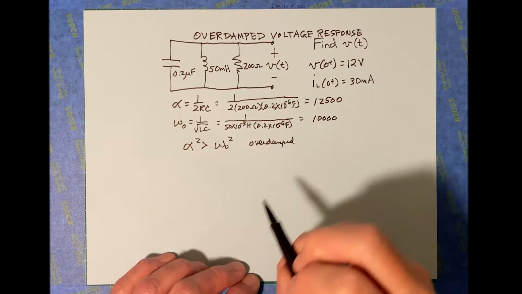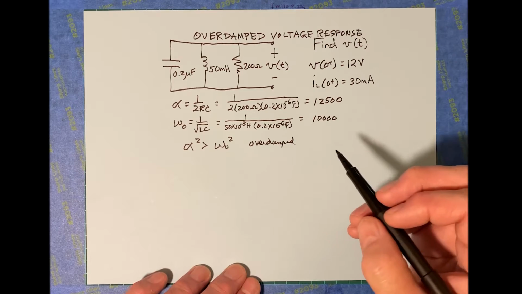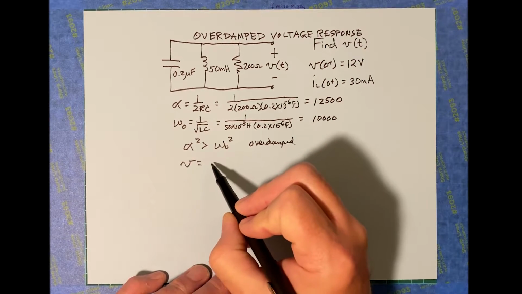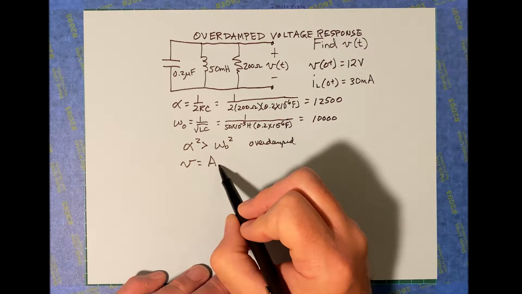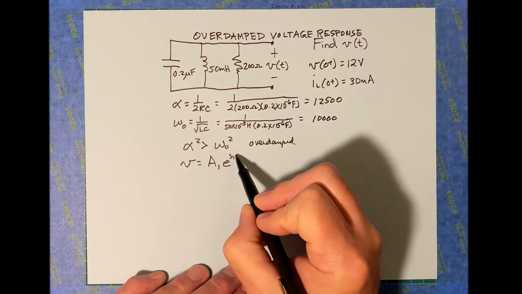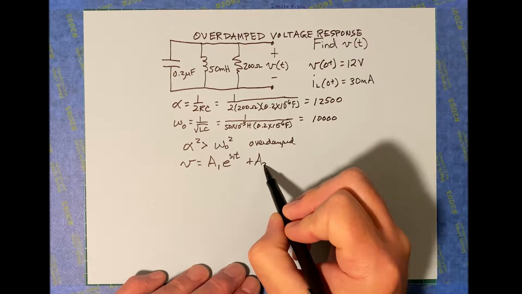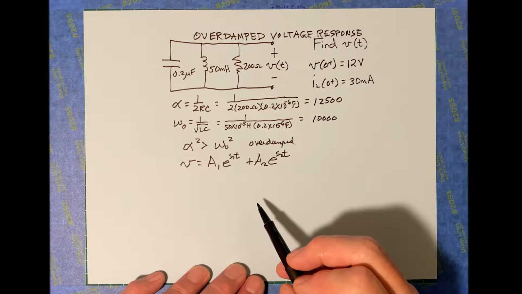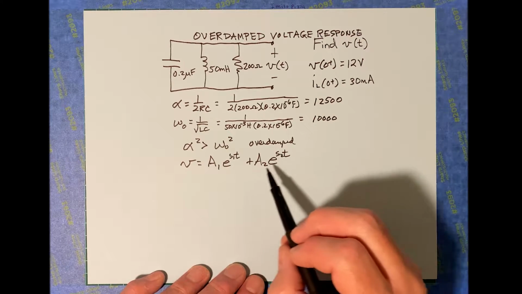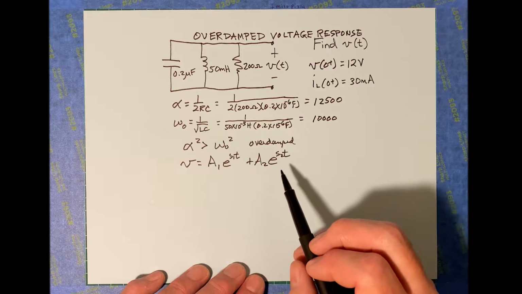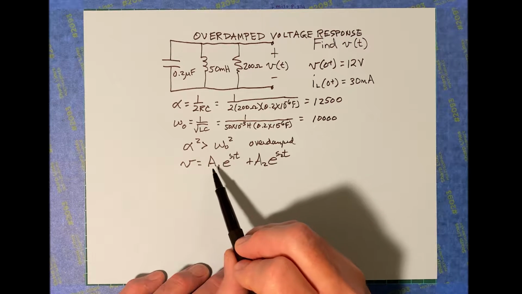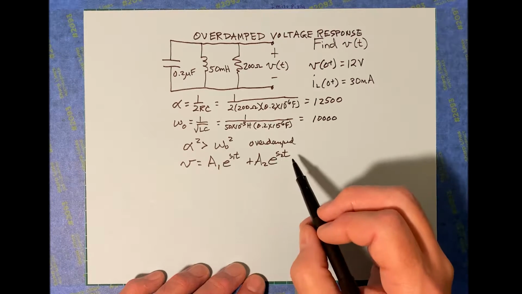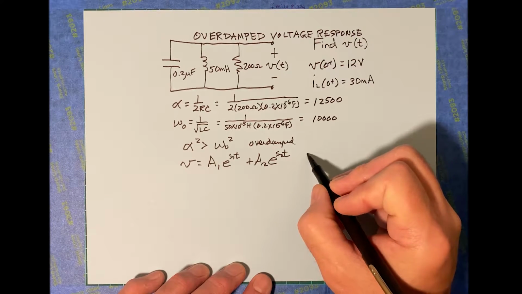Now that we know it's the overdamped case, what is the voltage response going to look like? In general, it's going to look like v equals A1 e to the S1 t plus A2 e to the S2 t. Since we expect that to be our voltage response, our goal at this point is to figure out A1, S1, A2, S2. Let's do the S's first.